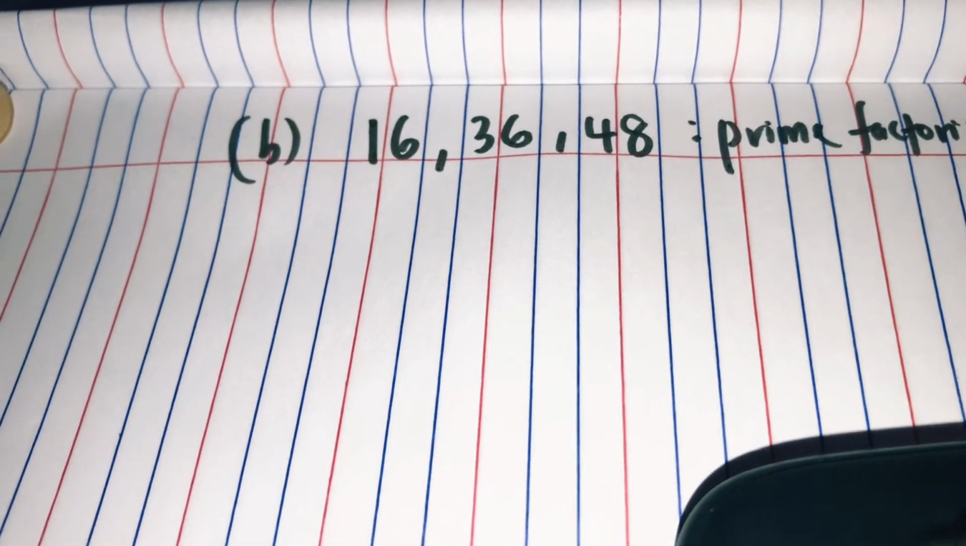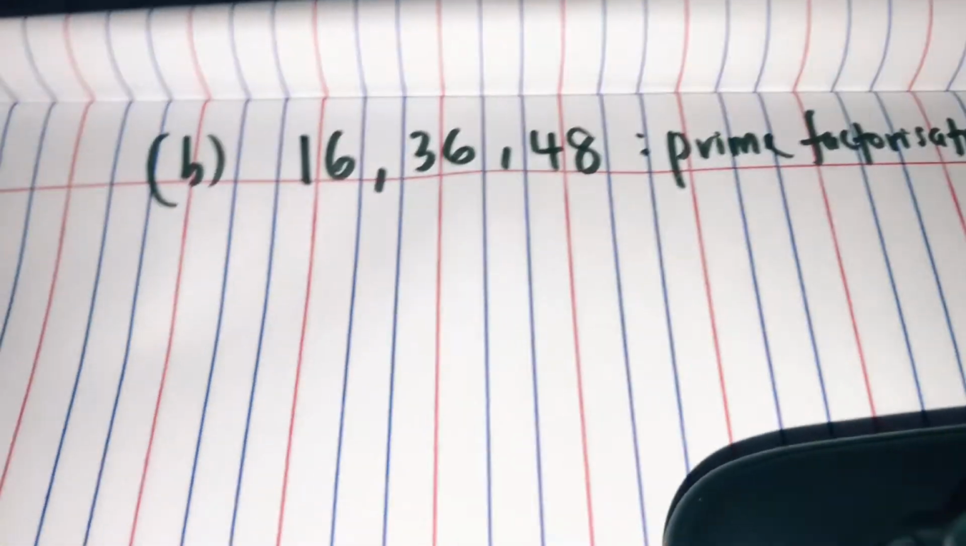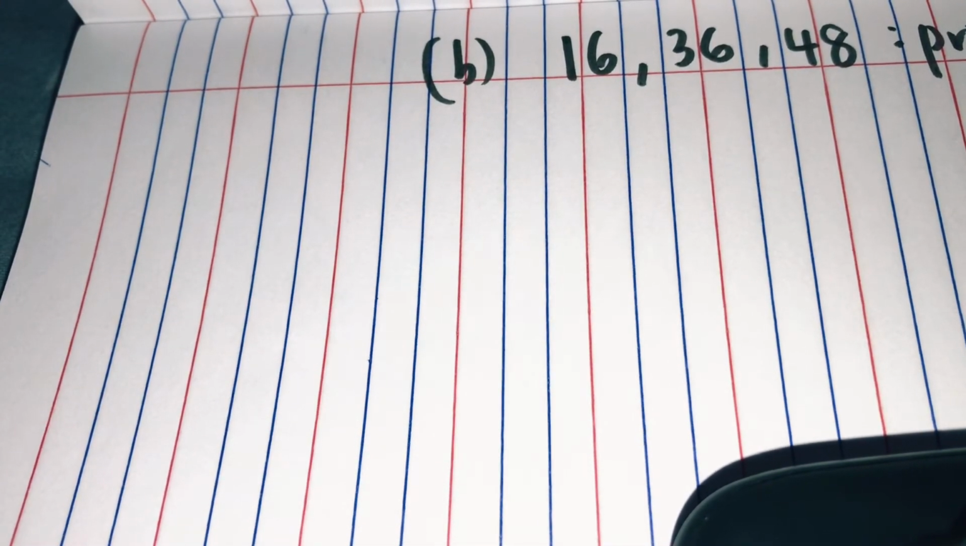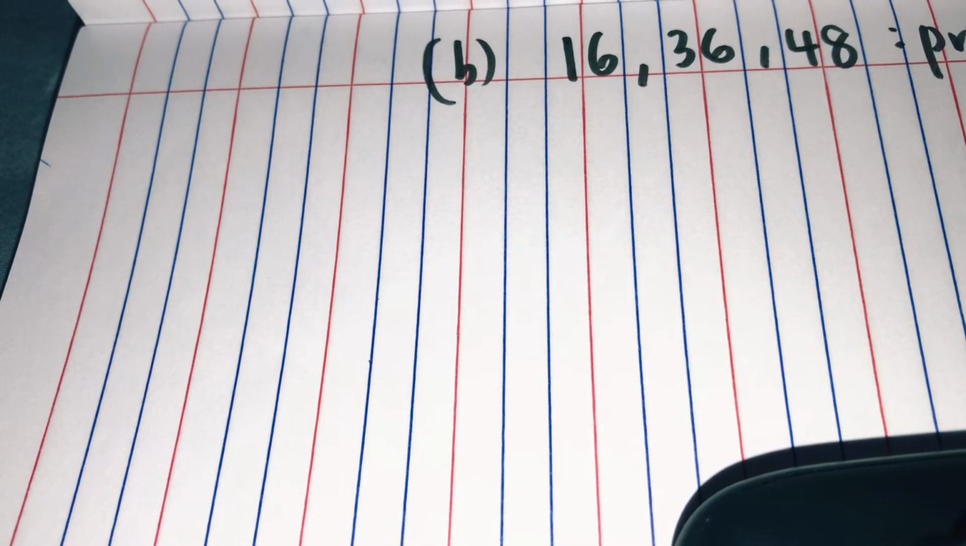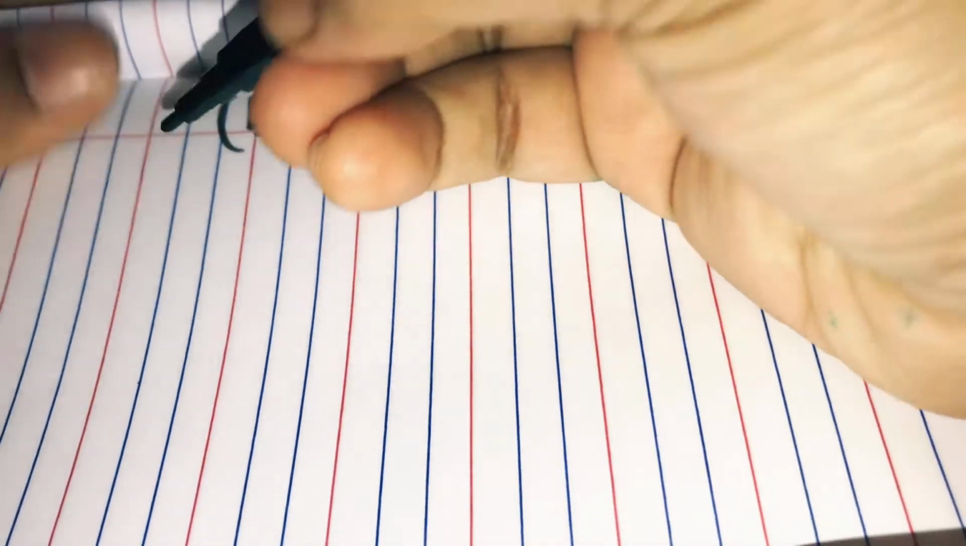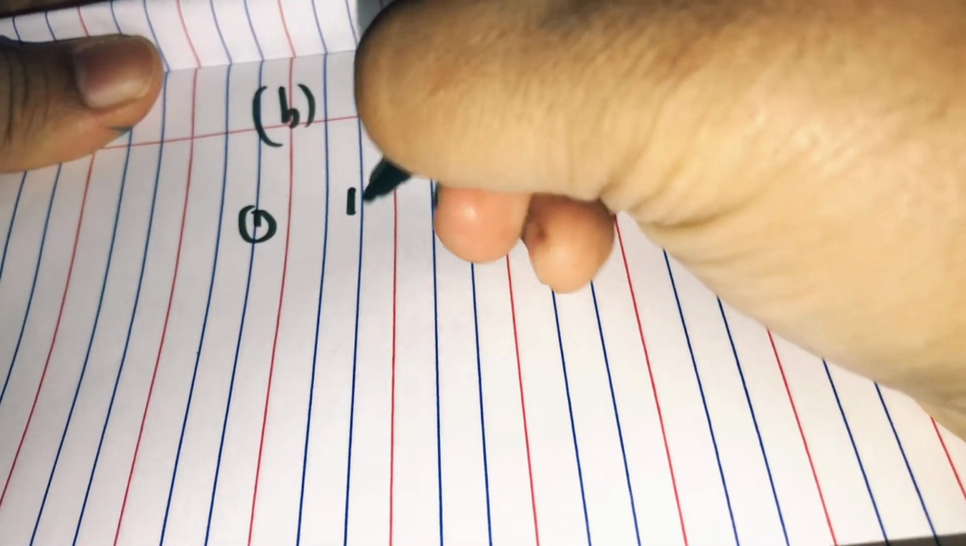This one is method 3, right? Method 1 is listing, method 2 is repeated division, method 3 is prime factorization. Okay, you must understand all the methods. So this one, to find the highest common factor by using the prime factorization method. First step, write in the form of prime factorization.